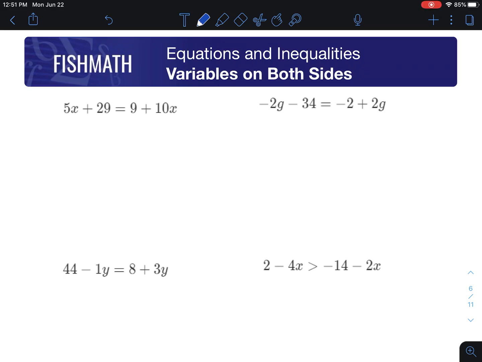Hi everyone, we're going to look at how to solve these equations and inequalities that have variables on both sides. This is one of the first new types of equations we see in 8th grade math. We haven't seen this stuff in 7th grade math. So what we do is we want to make it again like an easy equation. We want to get back to what we're used to always.